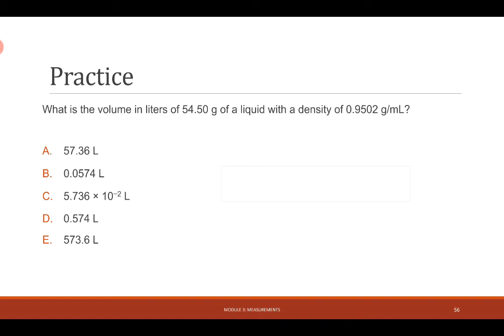Here's a practice problem for you. The problem reads, what is the volume in liters of 54.50 grams of a liquid with a density of 0.9502 grams per milliliter? I want you to go ahead and pause the video and try to work this one out. Make sure that you are setting this up with density as a conversion factor in your dimensional analysis. Unpause the video when you are ready to continue.